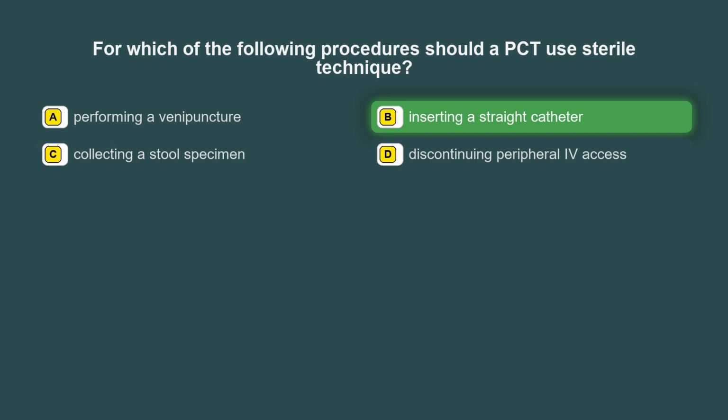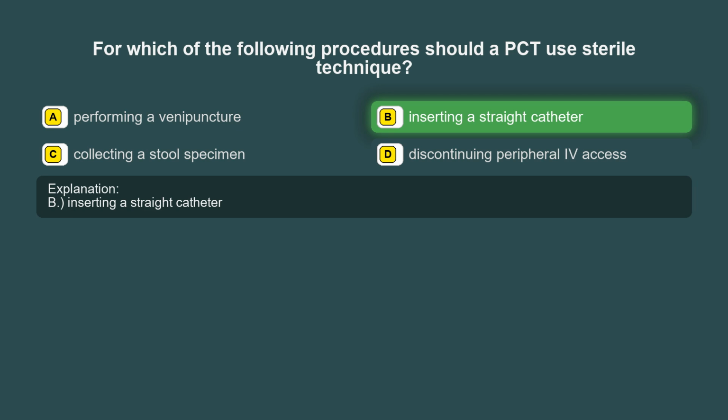The correct answer is option B. Inserting a straight catheter.